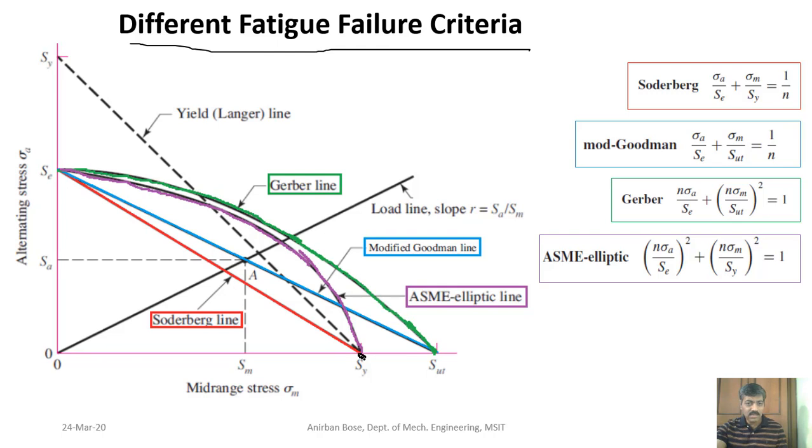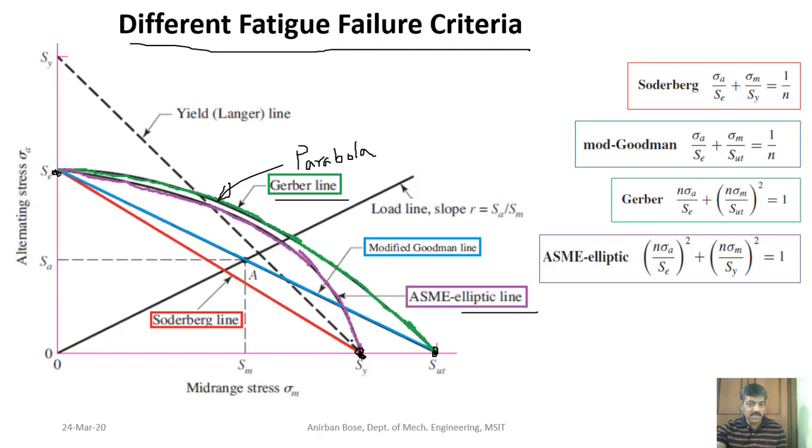Here you can see two other criteria, like the Gerber line. In the Gerber line, the endurance limit and the ultimate strength points are joined, but not by a straight line; they are joined by a parabola. So Gerber's line is considered a parabola. On the other hand, you see the SY line, that means the yield point and the endurance limit are joined by an ellipse in the ASME elliptic criterion. So this is another criterion.